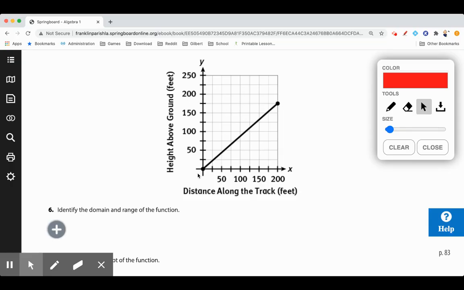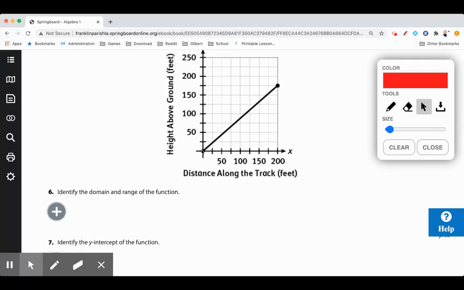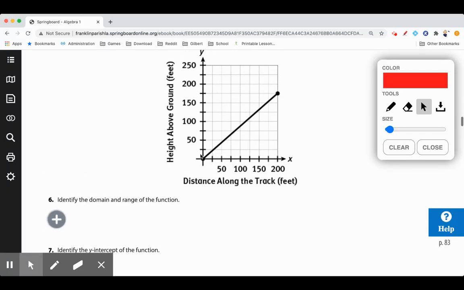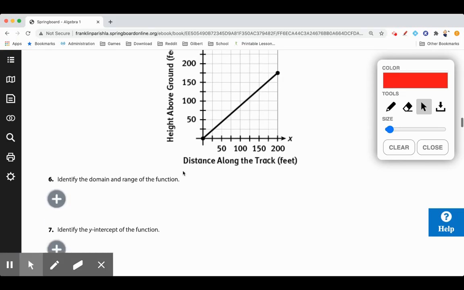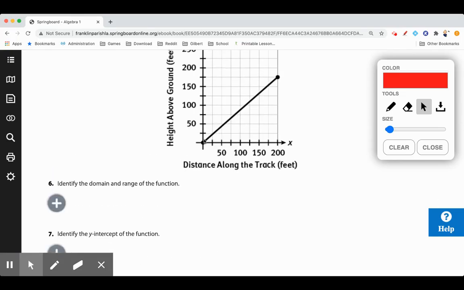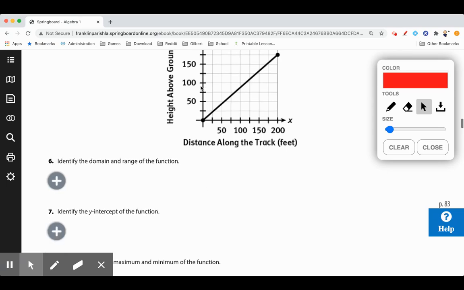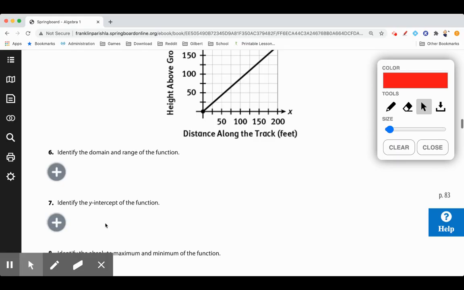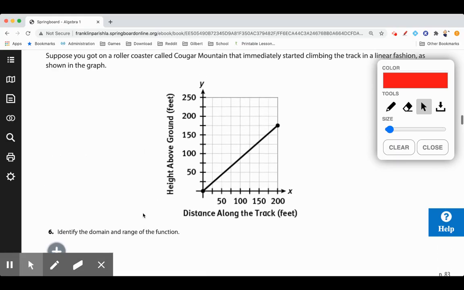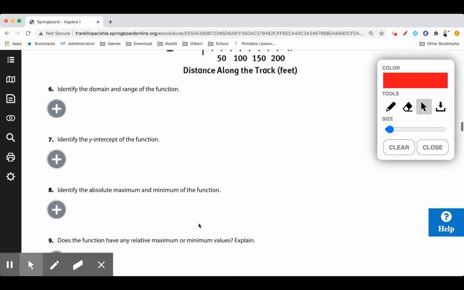175 would be the range, 0 to 175. So domain 0 to 200, range 0 to 175. The y-intercept, where it crosses the y-axis, is 0. Okay, 0. Remember, y-intercept, where it crosses the y-axis, 0.